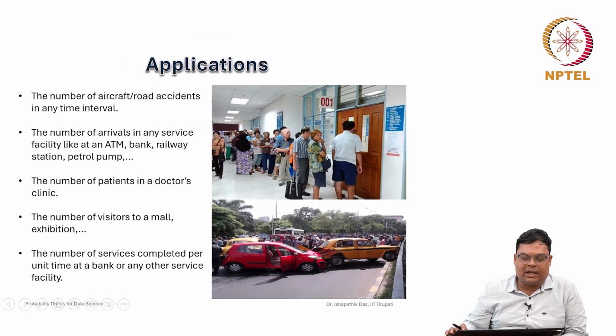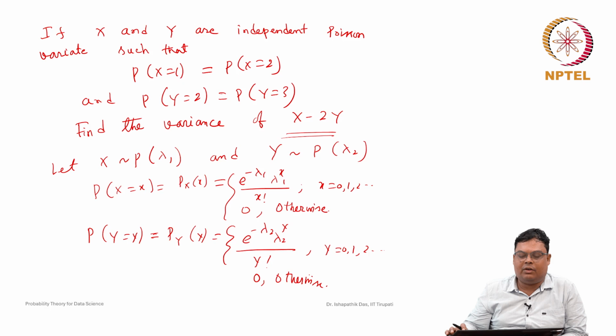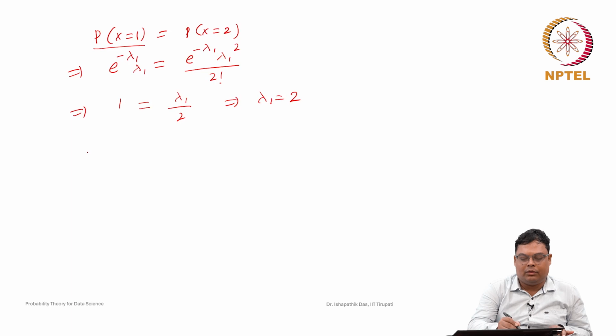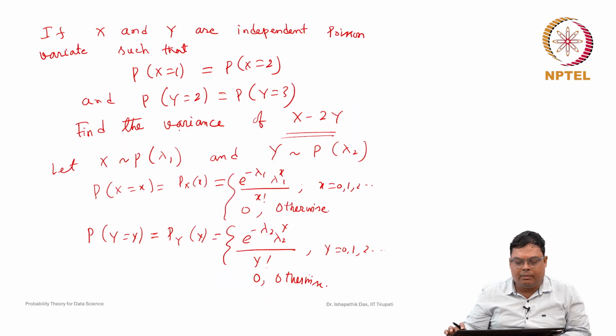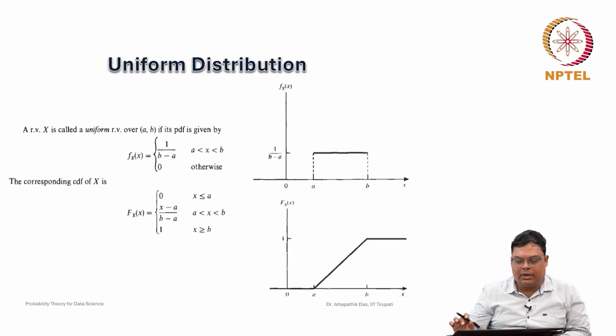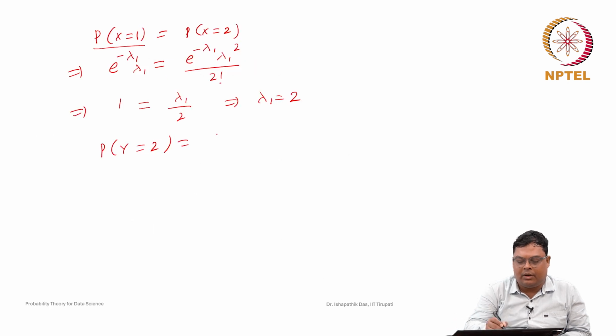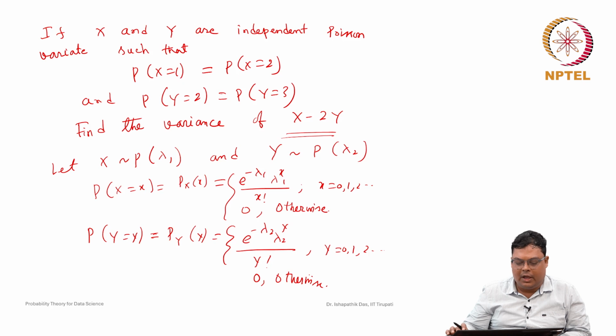Now, the next relation is that the probability of Y equal to 2 is equal to the probability that Y is equal to 3. Y is a Poisson distribution with parameter lambda 2, so this is the probability mass function we use.